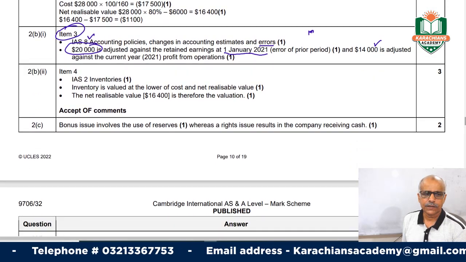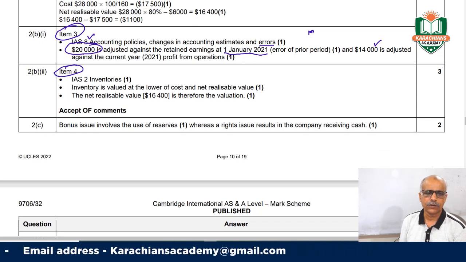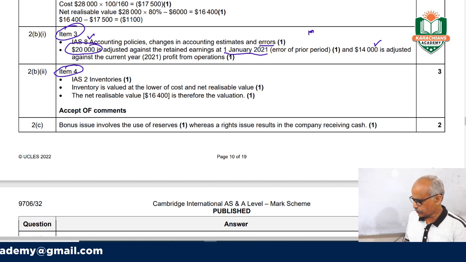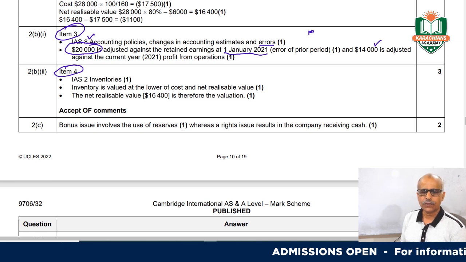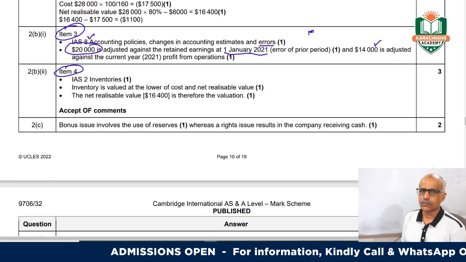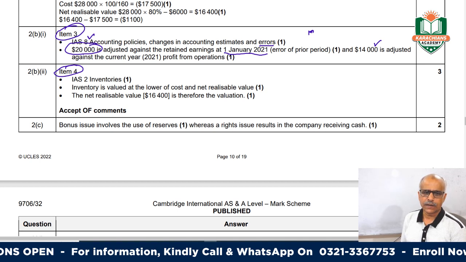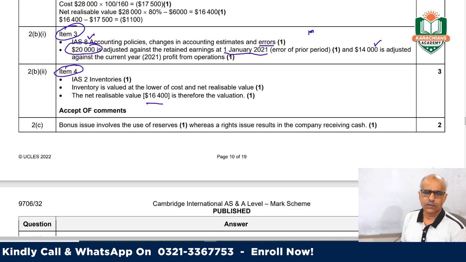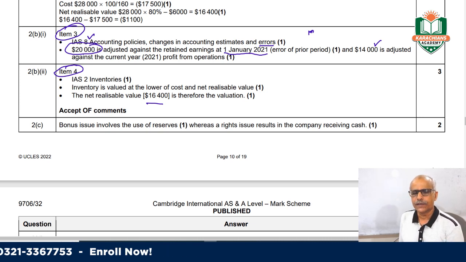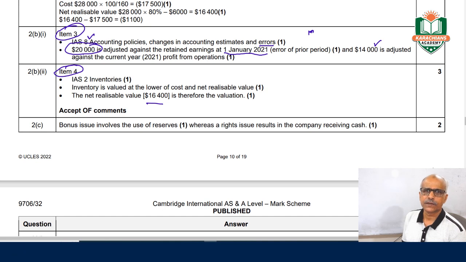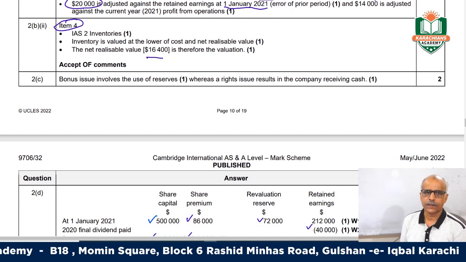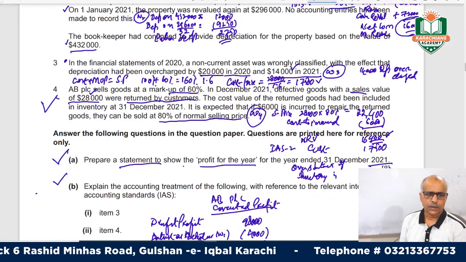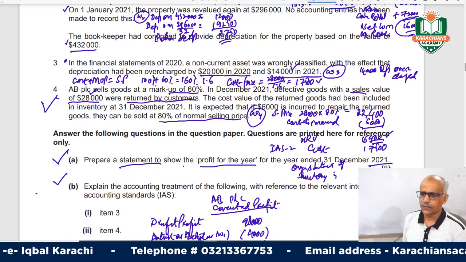And item number 4 relating to the inventory, international accounting standard 2, right? Relating to inventory, this will be applicable here. We know the inventory is valued at the lower of cost or NRV. So the NRV was 16,400, and in our closing inventory, the value will appear at 16,400, right? Because this is the NRV. So we will apply this standard here. So the B part we have done, we have finished.